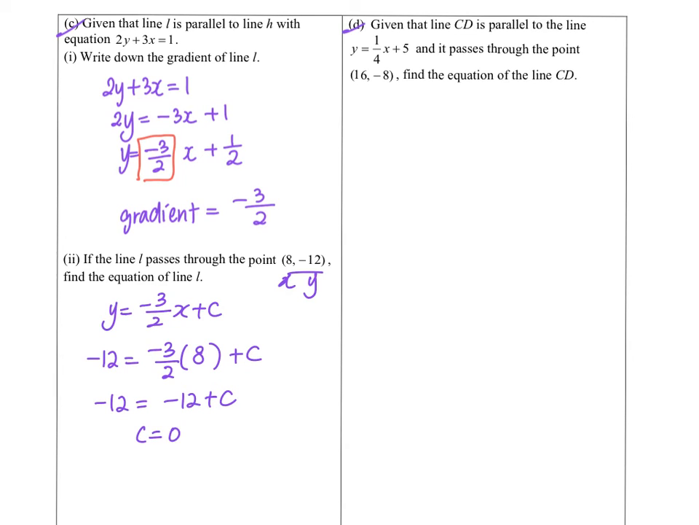If c equals 0, then my equation will be just y equals negative 3 over 2 x. Do I need to write plus 0? No need. So this is my equation.